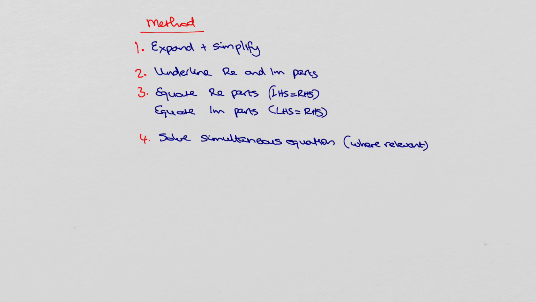So in general, we start by expanding and simplifying any brackets, underlining all the real and the imaginary parts on both sides of the equation, taking the real parts on the left and equating them to the real parts on the right, and then doing the same for the imaginary parts. So the imaginary parts on the left equal the imaginary parts on the right. And then if we end up with a simultaneous equation, we simply solve our simultaneous equation. Or if we have something nice like the first example, we can often end up with the answer straight away.